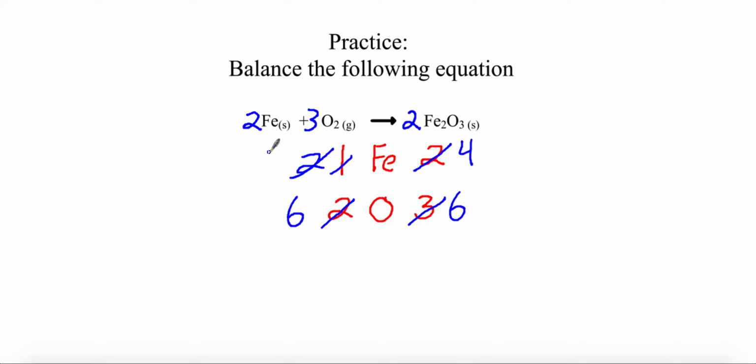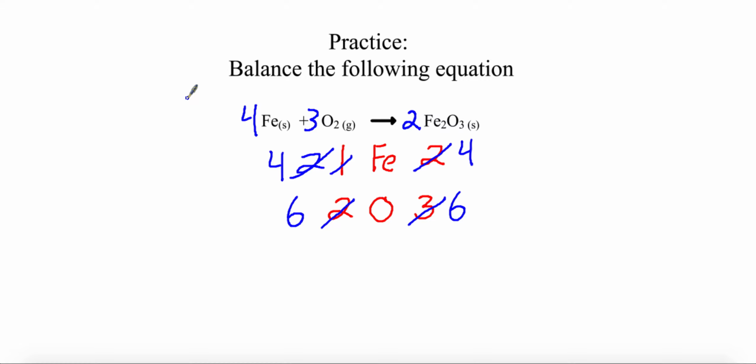So the lowest common multiple between 2 and 4 is 4. So this original coefficient that I had for iron of 2 was actually incorrect. The correct coefficient is going to be 4. Sometimes when you put a coefficient, it'll change, and that's okay. All that matters is not what's happening during the process, but what you finish with at the end.